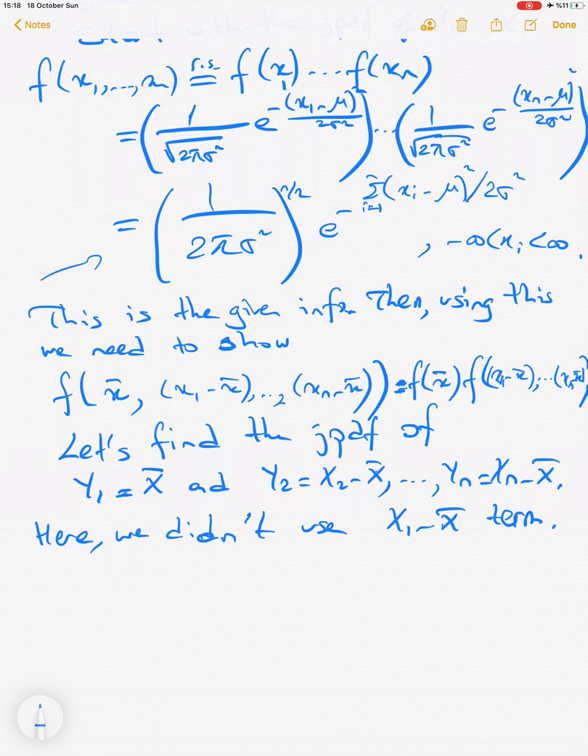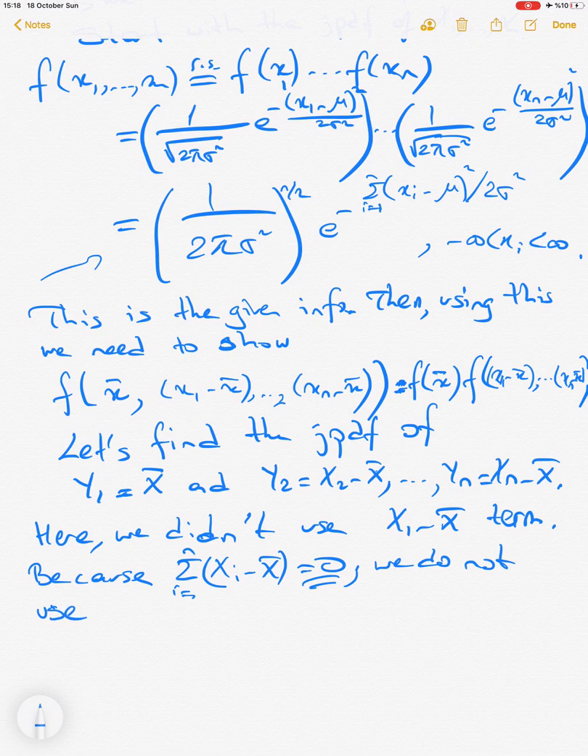Because we know that the sum of xi minus x bar terms will be 0, right? If we have all the others, the one of them should be a fixed quantity, so it's not a random variable anymore because of this restriction. Okay, so here we choose x1 minus x bar, but if you want you can choose x2 minus x bar or xn minus x bar, whatever you want. I choose the first one. Okay, so because of this rule, we do not use one of the xi minus x bar terms.